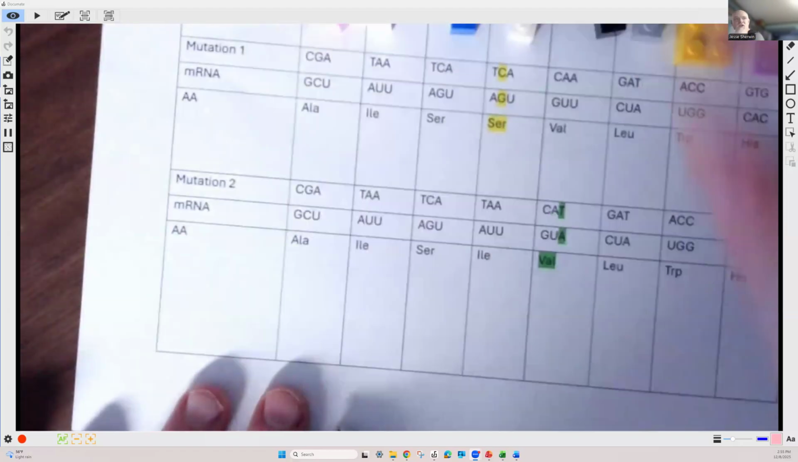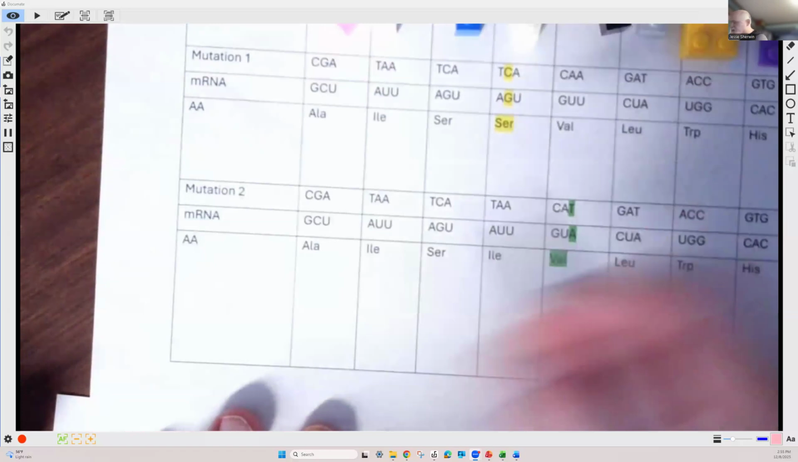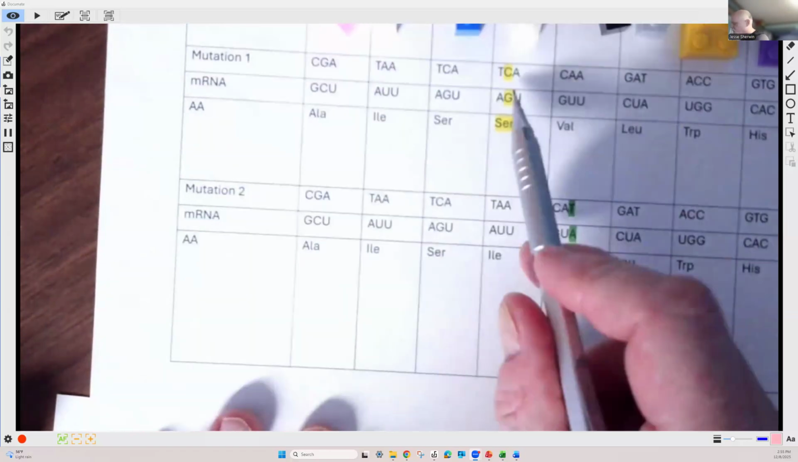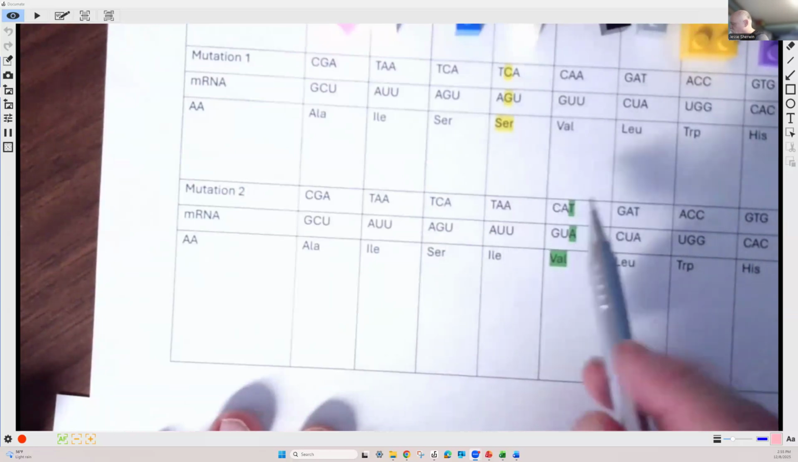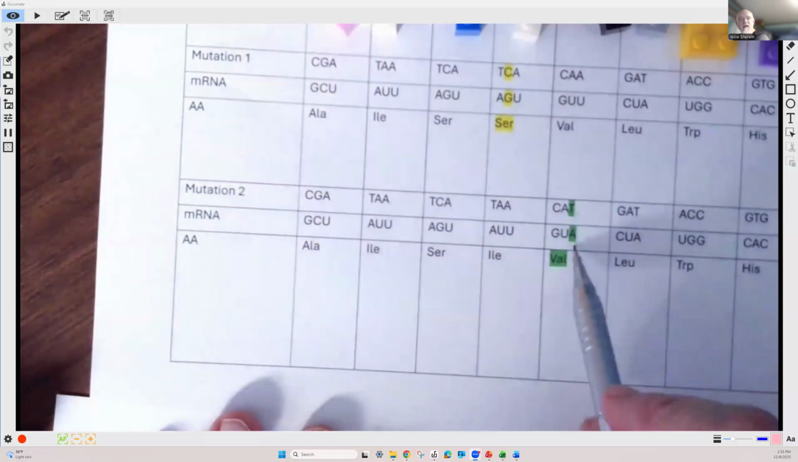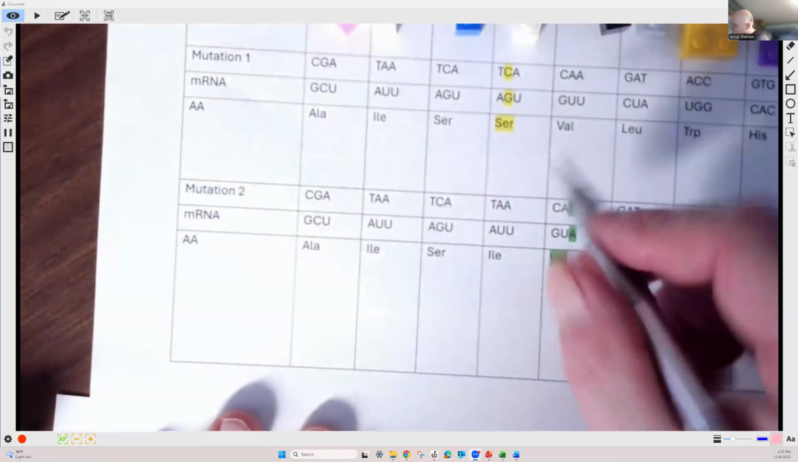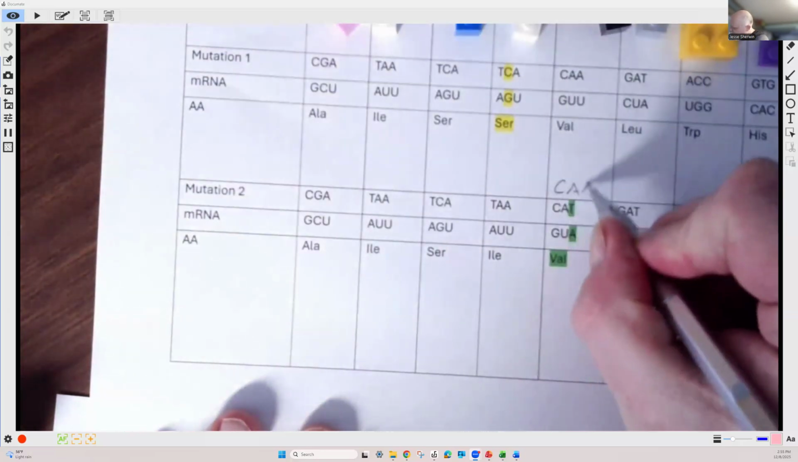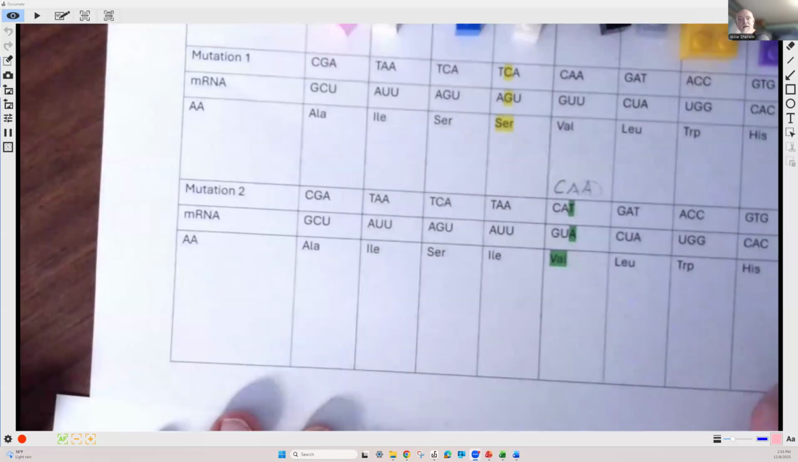So we're going to now change, I'll write this above here. Initially, we're doing a second mutation. This is what the original was here. We're going to do a new one here. We're going to change the T to an A. This initially was an A. This initially was CAA. And we're changing this A into a T. And we're going to see what happens.